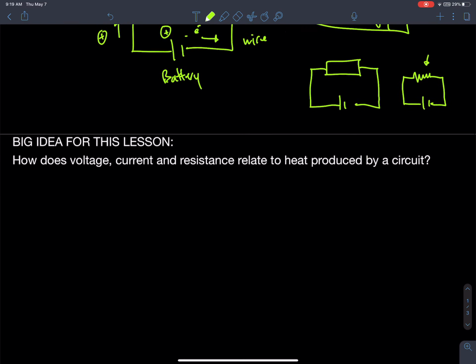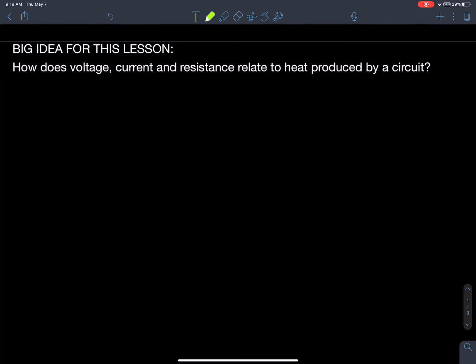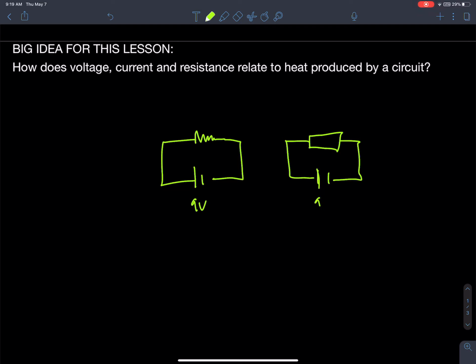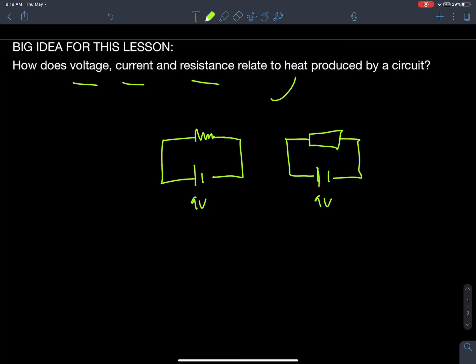The big idea for this lesson is how do voltage, current, and resistance relate to heat produced by a circuit? So if I create that circuit again, and let's say this is a 9-volt battery, and then I put my resistor in here. Another way of drawing that, like I said before, is a box instead of that squiggly line. So if I put my resistor in there, and this is a 9-volt battery, how do voltage, current, and resistance relate to heat? First of all, let's remind ourselves what voltage is. Voltage is equal to joules per coulomb.